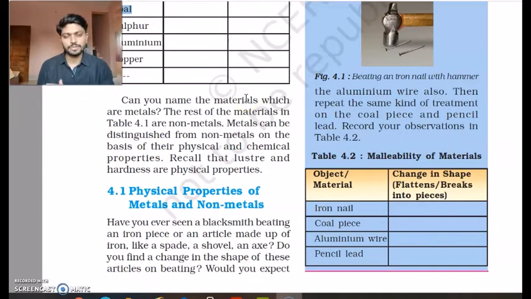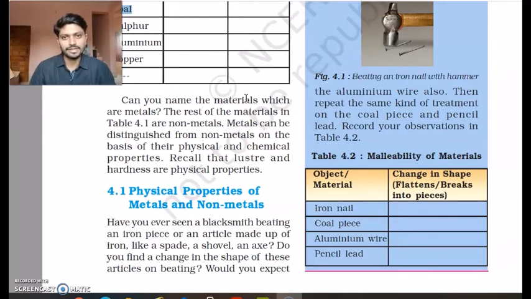Now you can distinguish between metals and non-metals with two types. The first we call physical properties. These are nothing but those properties that you can see, that you can feel with your hands, the feeling that you get when you see a piece of metal and a non-metal. The other are chemical properties.